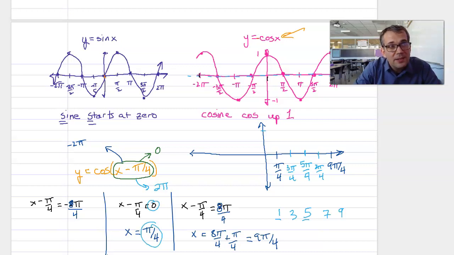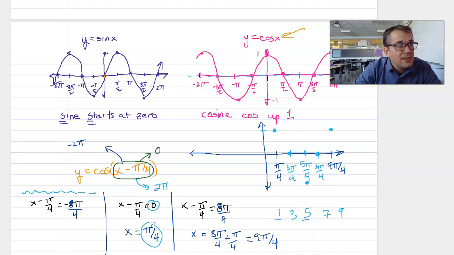Cosine at 0 goes up 1. So at pi over 4, I'm going to go up 1. I'm going to go down to the 0 line. I'm going to go down 1, back up to the 0 line, and back up. Now I got to go this way. So now I got to deal with what happened in negative 2 pi.